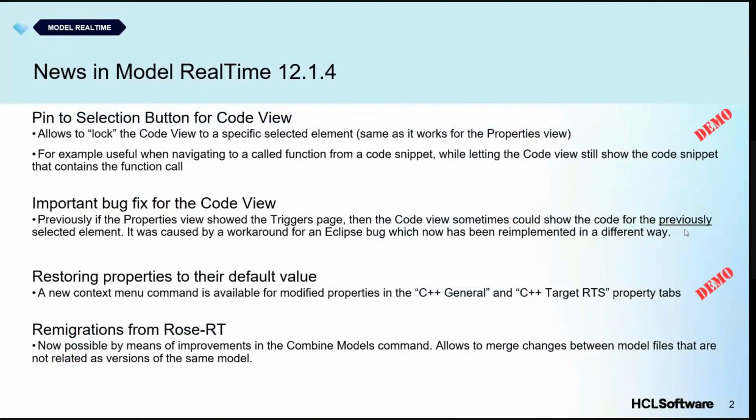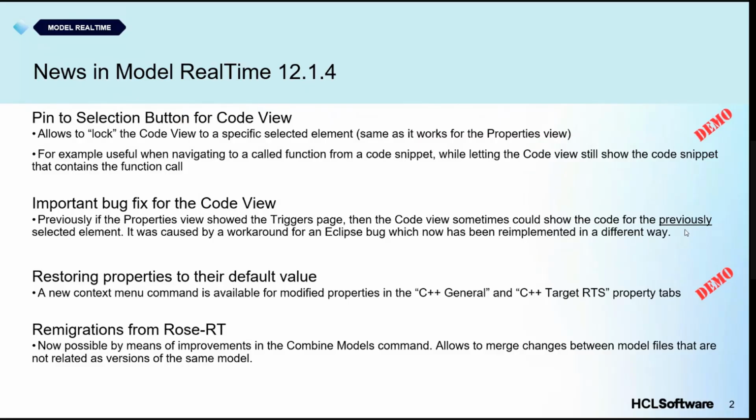So let's start with what we have done in Model RealTime 12.1.4. There is a new button in the code view, a pin to selection button, which works the same way as it does for the property view. So it basically allows you to lock the code view to a specific selected element.